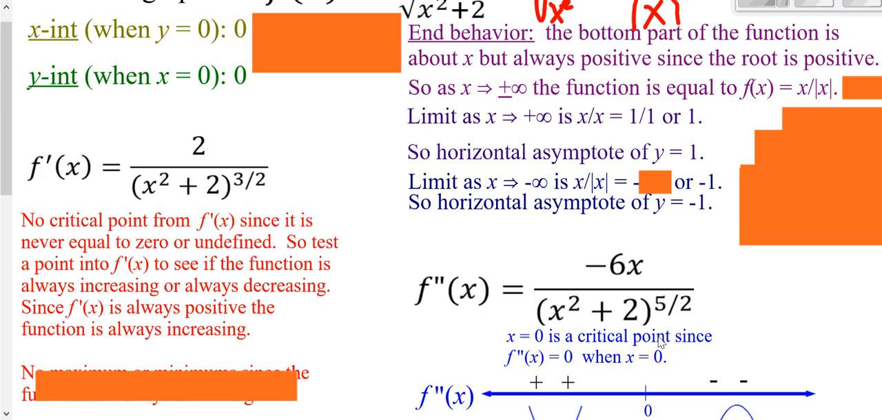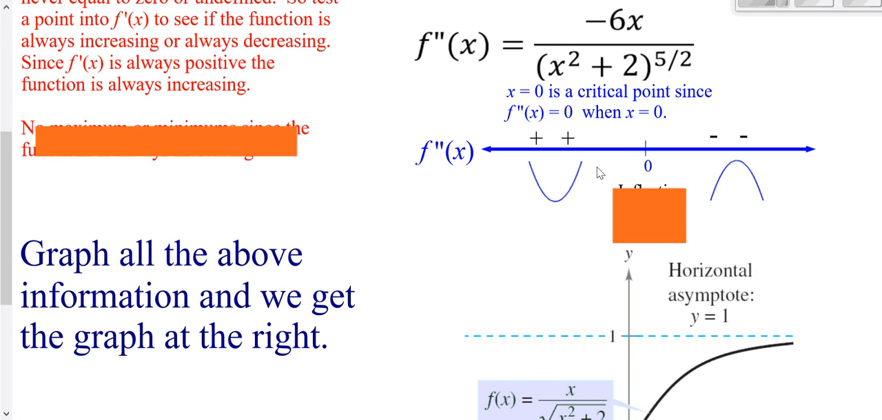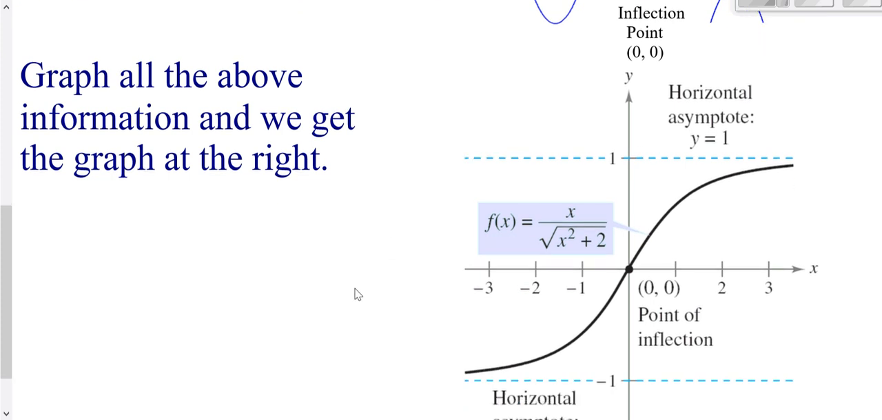Double check your original function, though. Does 0 work in your original graph? Yeah, you don't have any issues with dividing by 0 when you plug in 0. So it does work. So (0, 0) ends up being a point of inflection, because 0 is part of the domain of the original problem. If it was where you had a vertical asymptote from the original problem, then it would not be a point of inflection. So graphing everything we just found from the above problems, you would end up getting a graph that looked like this.